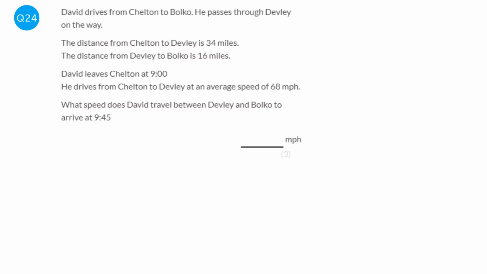There's an awful lot going on in this question. Whenever there's an awful lot going on, it's always best to draw a diagram. So we're going to start off at Chiltern, which is a C. Then we go to Bolko, that's where we're going. And we go through Devley on the way. So we'll do D there. Distance from Chiltern to Devley is 34 miles.